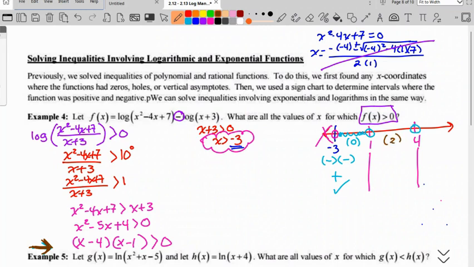2. Okay, so 2 minus 4 is negative. 2 minus 1 is positive. Negative times positive is negative. Do we want negative? No. So that section will not be shaded in.